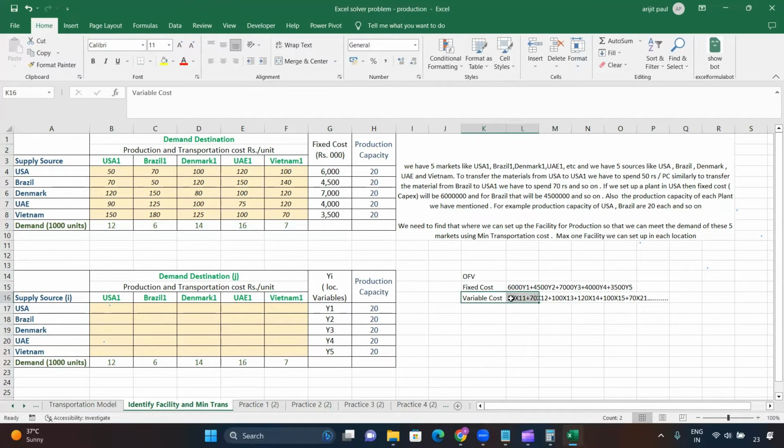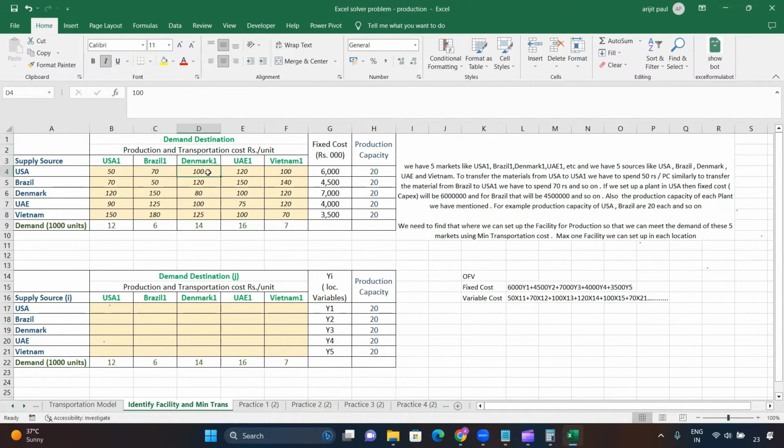So basically, the variable cost I have started from here. 50 is the amount that we need to spend if we transport any quantity from the USA plant to the USA market. That is why I have mentioned 50 x11. 11 means what? Source and destination. This is source 1, destination 1. If we consider this, this is source 1, that is USA, but destination is 2, that is Brazil. That is why I have mentioned here 70 x12.